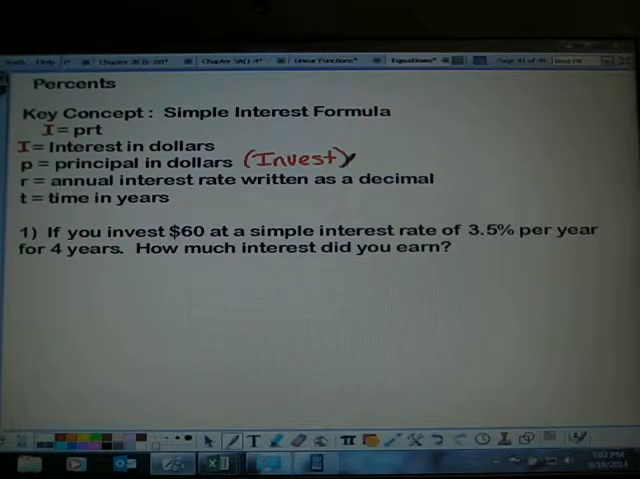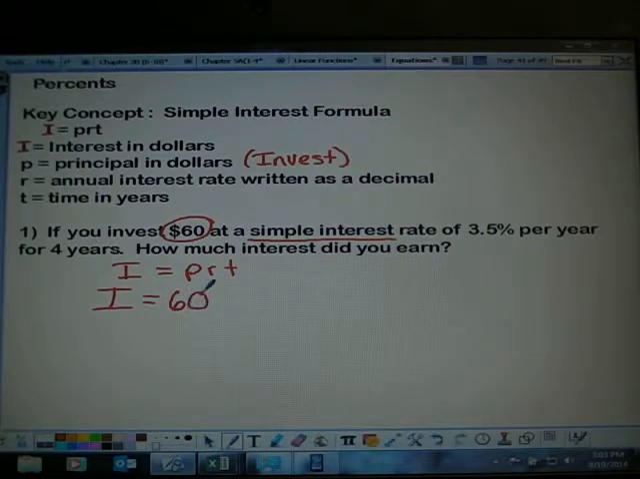If you invest $60 at a simple interest rate of 3.5% per year for 4 years, how much interest did you earn? Okay, well, I equals PRT is my formula. And the reason I know it's my formula is because it says simple interest. Our question says, how much interest did you earn? I'm trying to find my interest, so that's going to stay my variable. The P represents my principal. Principal is what you invest. If you invest $60, so 60 goes right here.